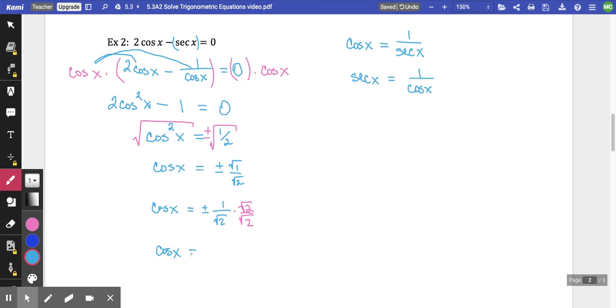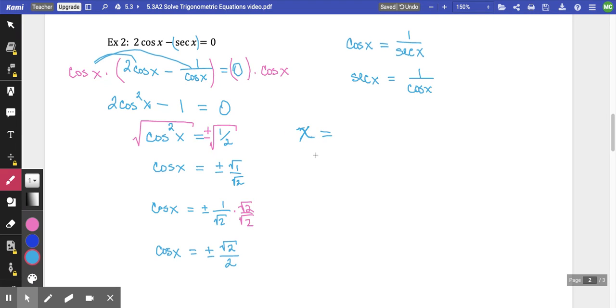So now that would give me cosine of x is equal to plus or minus. And multiplying fractions together, you just multiply top times top and bottom times bottom. So on the top, 1 times root 2 is root 2. On the bottom, root 2 times root 2 is 2. So now finally, I have cosine of x is equal to plus or minus the square root of 2 over 2. And I do recognize that square root of 2 over 2 is one of my nice values on the unit circle. So I'm ready to find my angles.